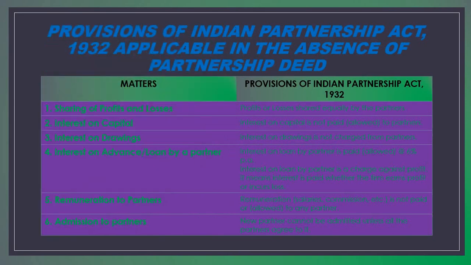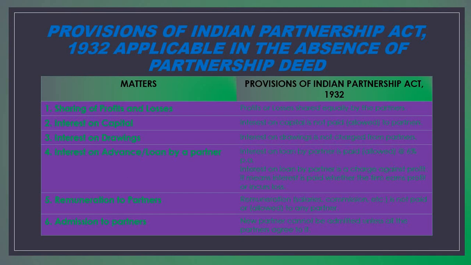Provisions of Indian Partnership Act 1932 applicable in the absence of partnership deed. If the partnership firm does not have the partnership deed, or it is silent, or it does not have a clause with respect to any of the following, then the provisions of Indian Partnership Act 1932 would apply, which are: in the absence of partnership deed, the partners would share profits and losses equally among themselves.